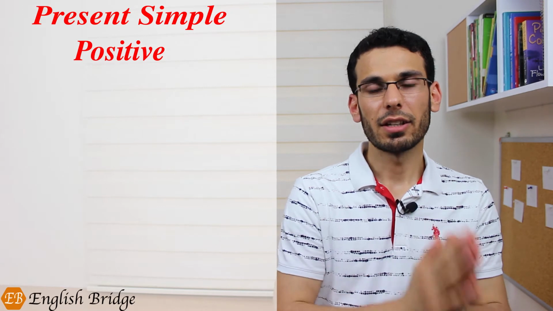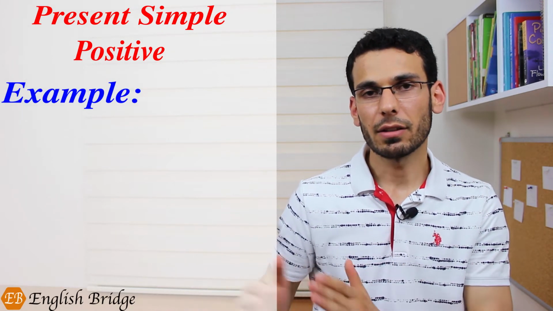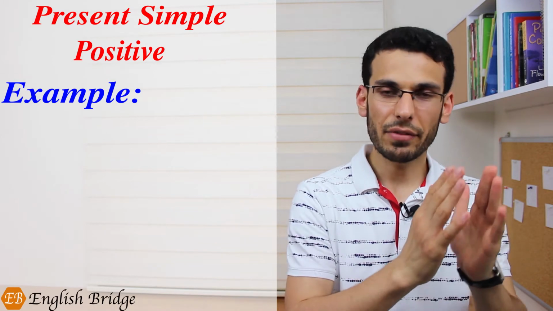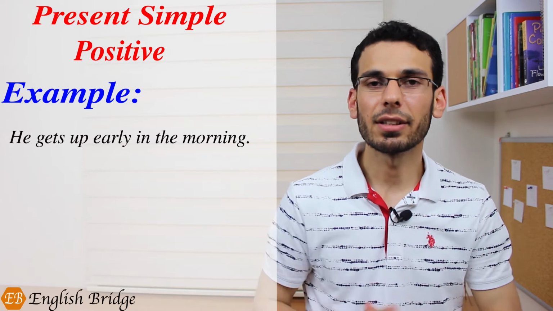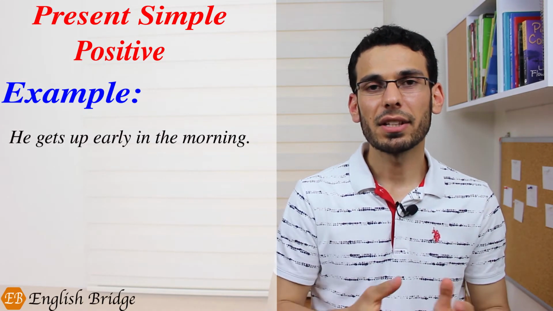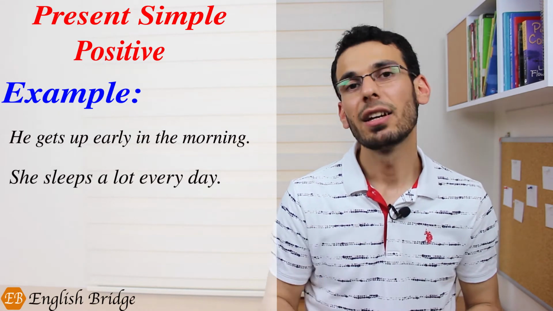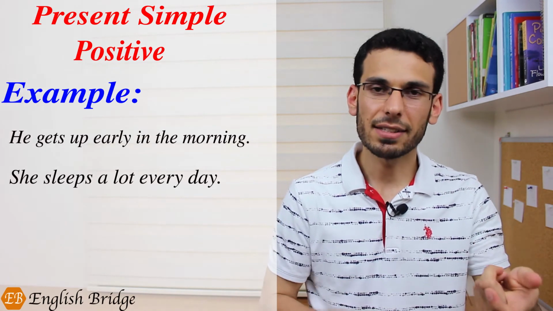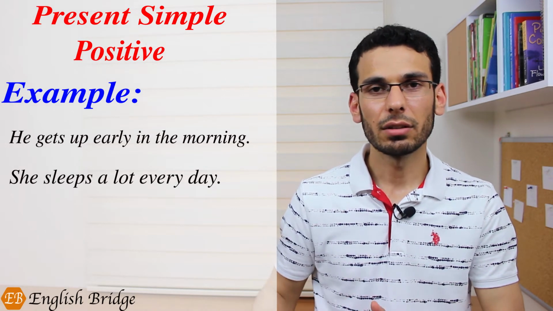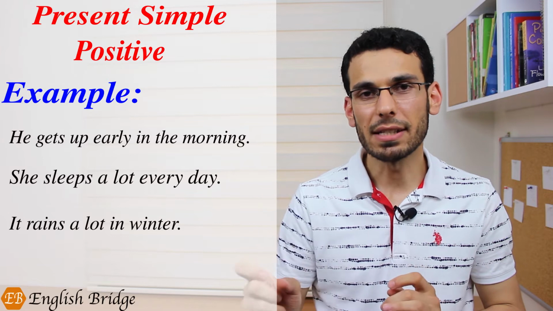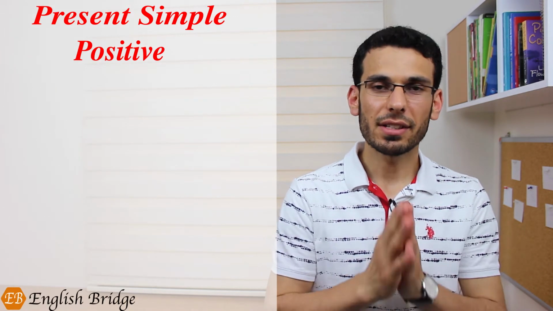Focus on this. Example, we don't say he get up early every morning. He get up early. That's not correct because we have he at the beginning. So the verb should come with s. We say he gets up early in the morning. Another sentence, she sleep a lot every day. We don't say that. We say she sleeps a lot every day because we have she as a subject. Another example, it rain a lot in winter. That is incorrect. We say it rains. We add s to the verb. So focus on this.